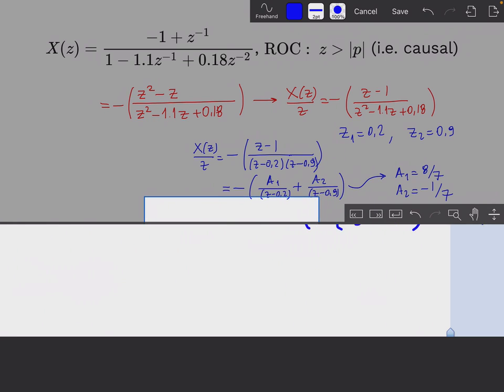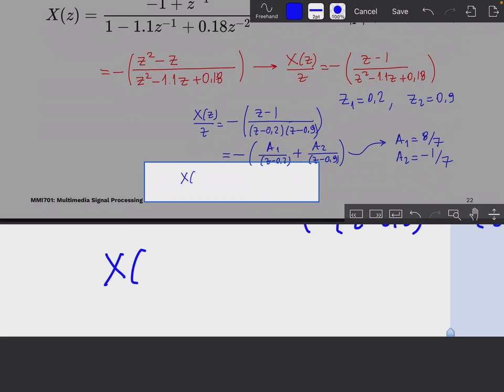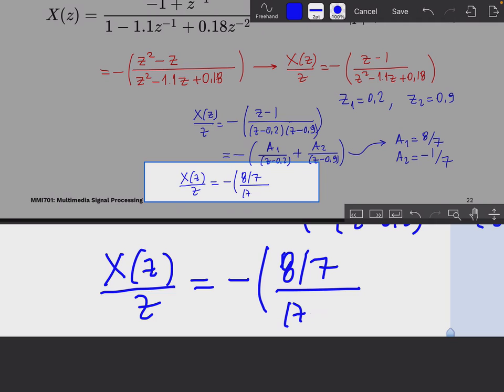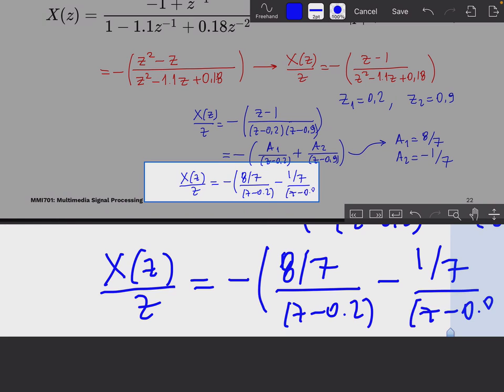Based on this, then X(z) over z is equal to a1 over z minus 0.2, let me just write the actual number, 8 over 7 over z minus 0.2, plus minus 1/7 over z minus 0.9.